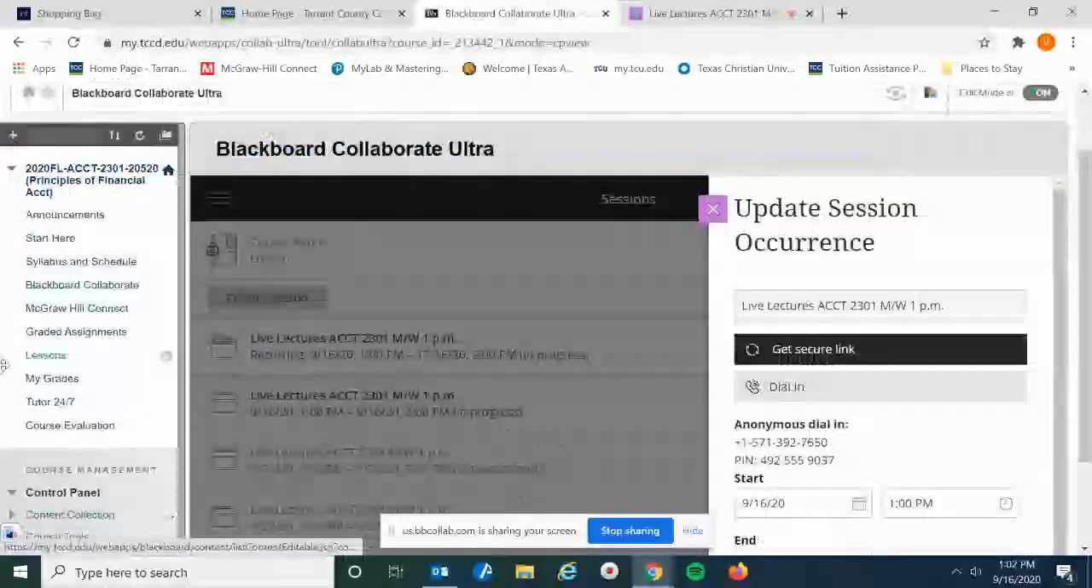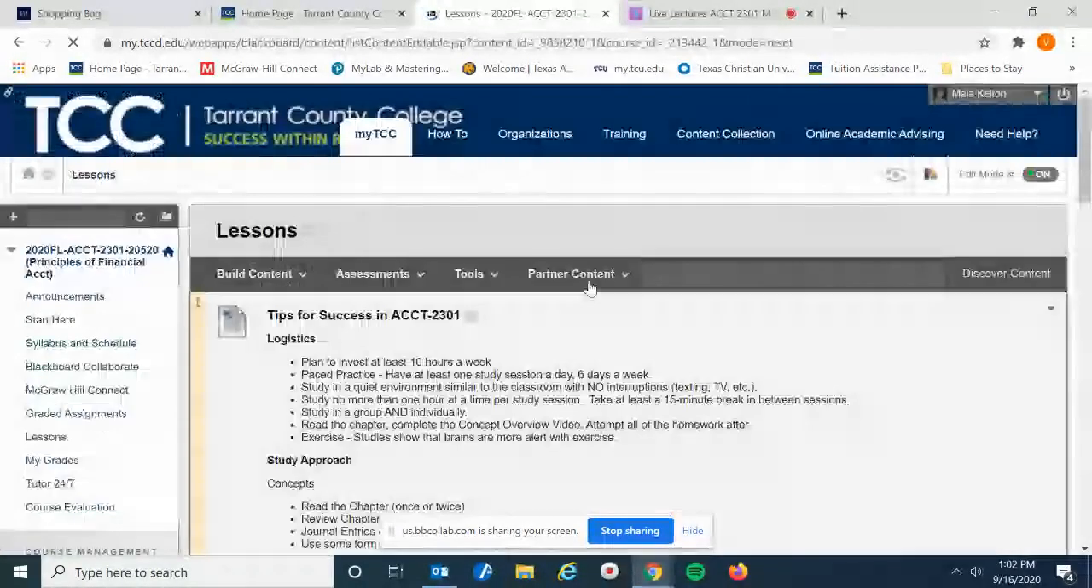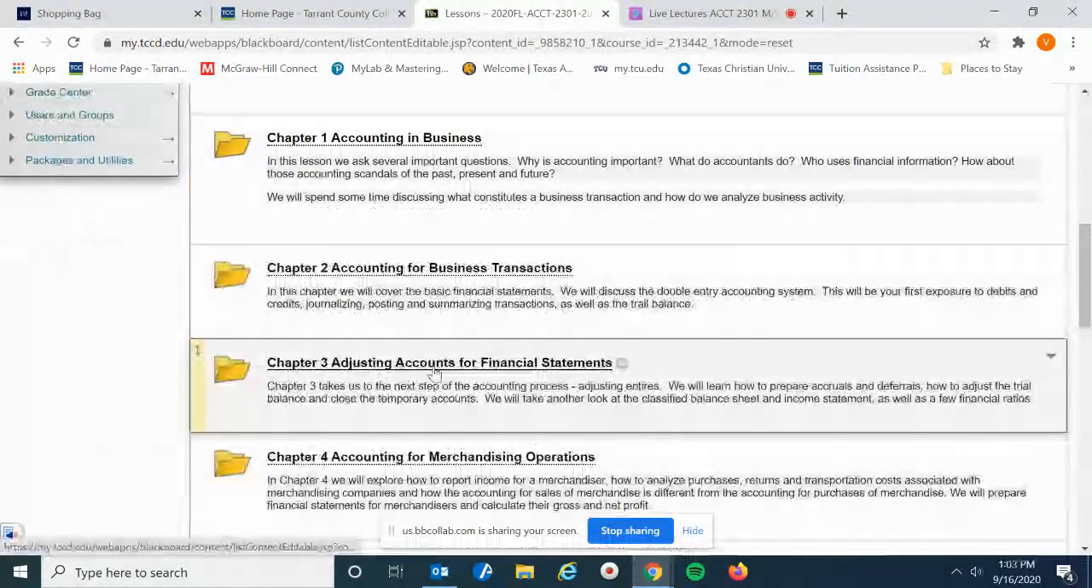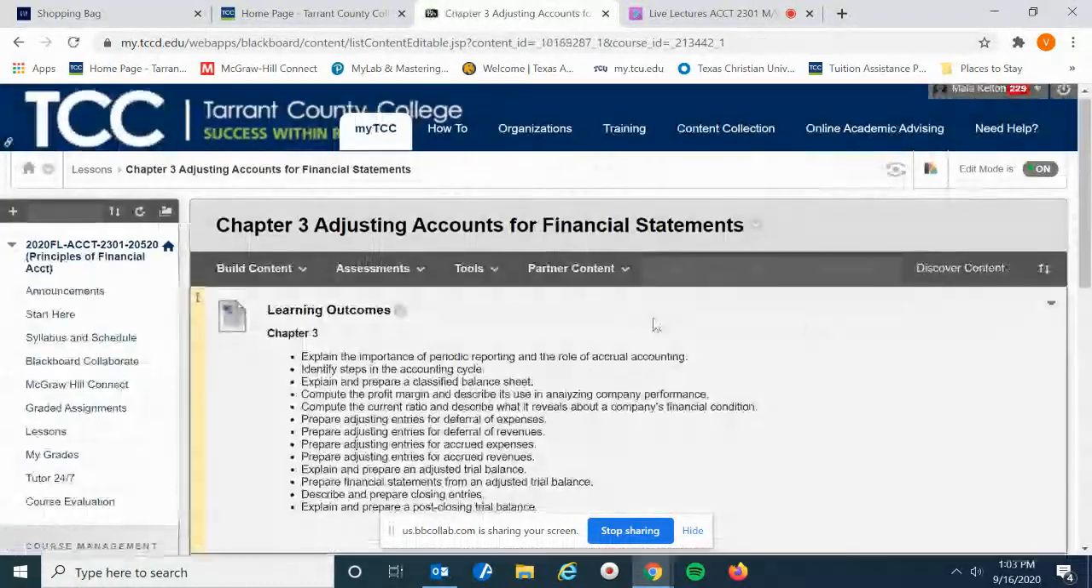Again, this is the second part of the lecture for Chapter 3, Adjusting Journal Entries. We'll go ahead and get started with the PowerPoint presentation. So just like always, I will go to the lessons folders and pull up the Chapter 3 PowerPoint slides.